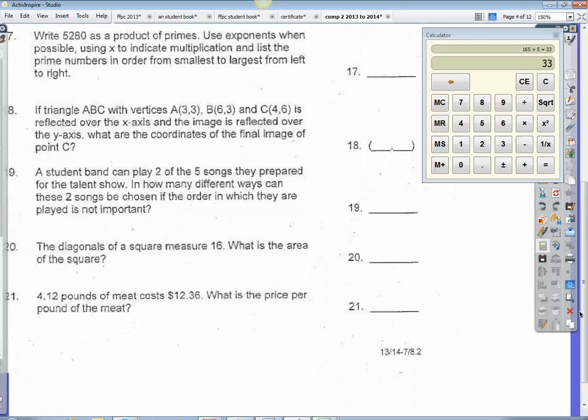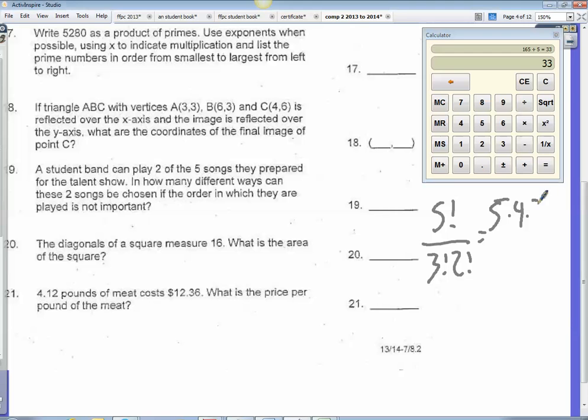Then number 19, a student band can play 2 of 5 songs they prepared for a talent show, and how many different ways can 2 songs be chosen if the order in which they are played is not important? So that's a combination. So we have 5 factorial over 3 factorial times 2 factorial. So we have 5 times 4 times 3 factorial over 3 factorial over 2. These cancel out. That's a 2, so 5 times 2 is 10. I had to skip that one.